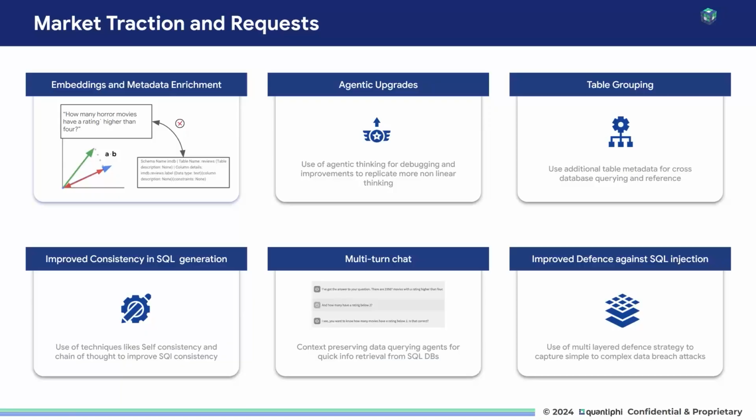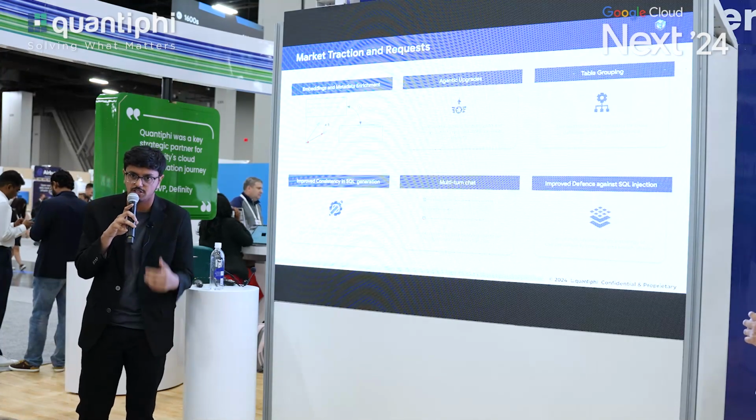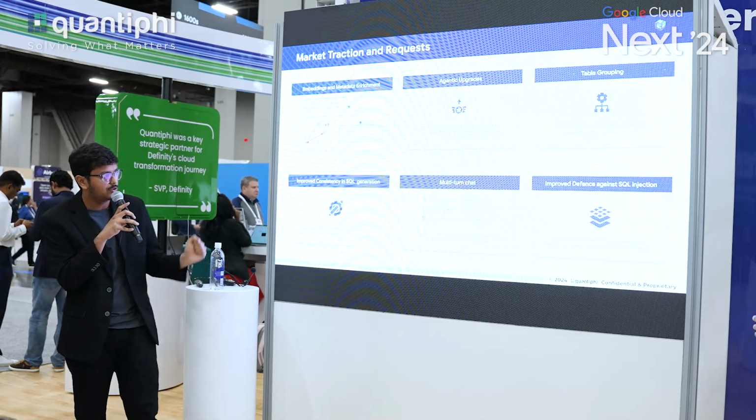The fourth thing is improving consistency in SQL generation. We're working on some techniques like self-consistency and tree of thought for it to be able to iterate and run multiple LLM jobs in parallel and use a majority voting algorithm to figure out the most consistently voted SQL query that's been generated. So this improves the reliability of the solution.